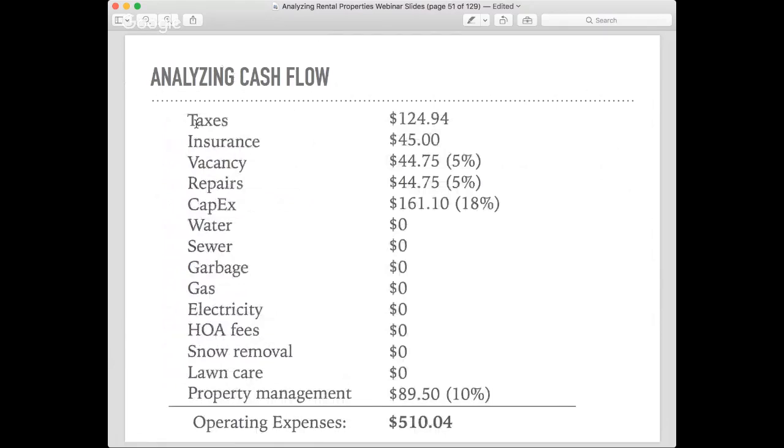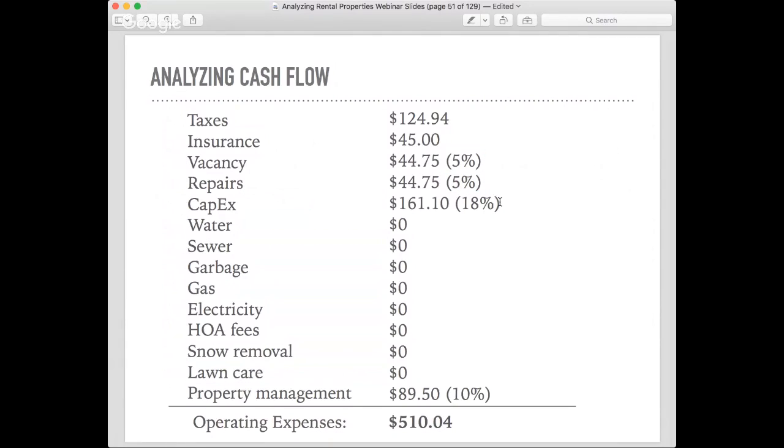I imagine taxes. So I looked up on the county assessor, and taxes are around $125 a month, or whatever that is, $1,500 a year, something like that. Insurance was probably around $45 a month for this property. I usually use about a 5% vacancy. That's pretty typical in my area. For repairs, I did $44 a month, which isn't a whole lot, but the property I assume we'd probably fix up a little bit.